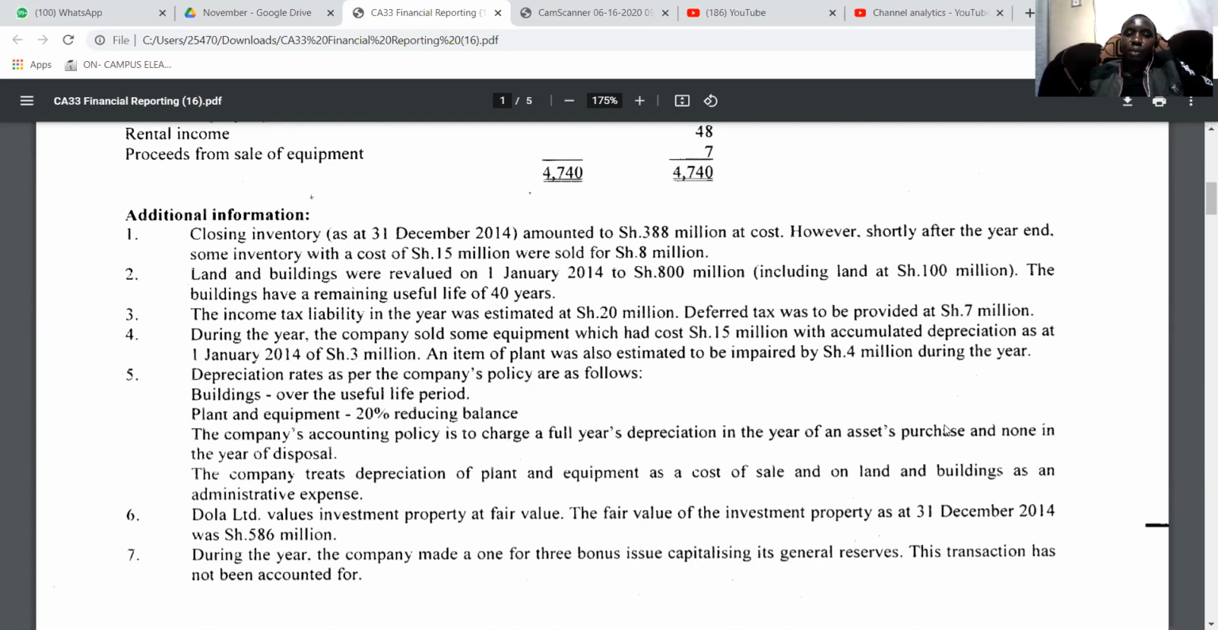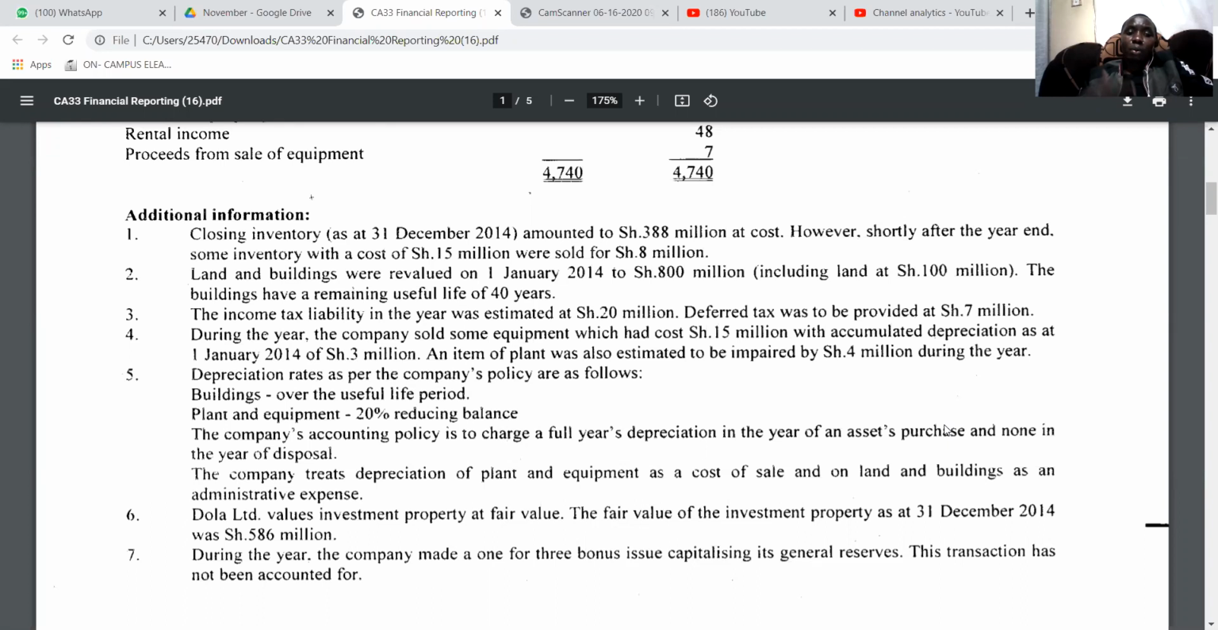So the company treats depreciation of plant and equipment as a cost of sale and on land and building as an administrative expense. So we have to classify expenses according to the functional heads. You know that we have to classify expenses according to the cost of sales. Some expenses will go to the cost of sales, some will go to the administrative cost, some will go to distribution, some will be classified under finance cost. So that is why they were coming more specific, mentioning that.